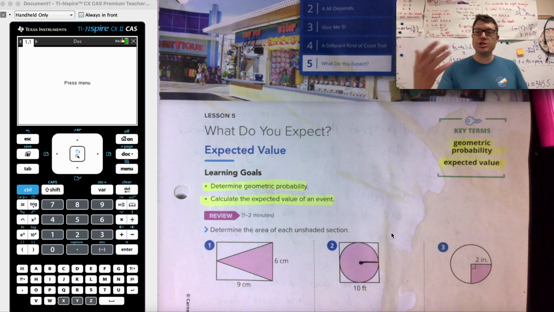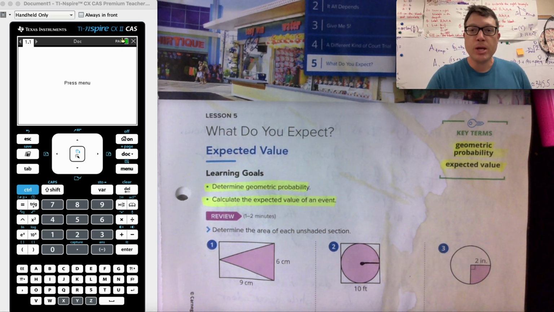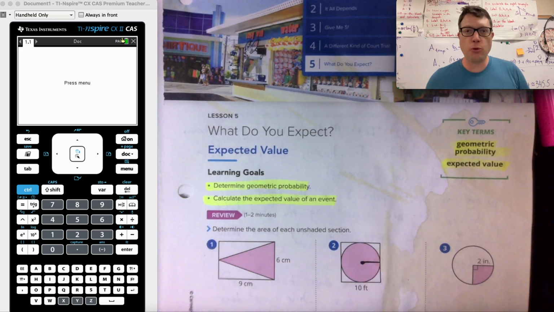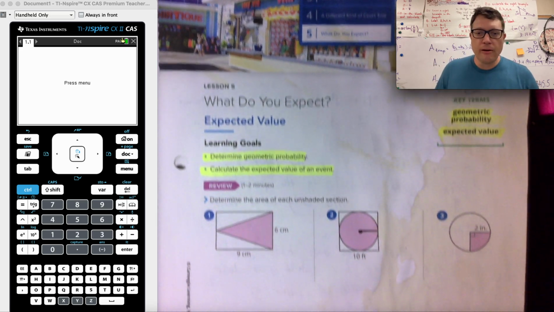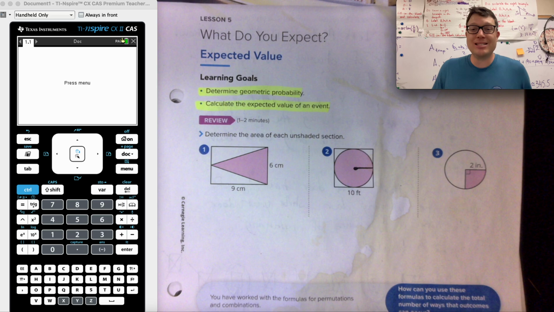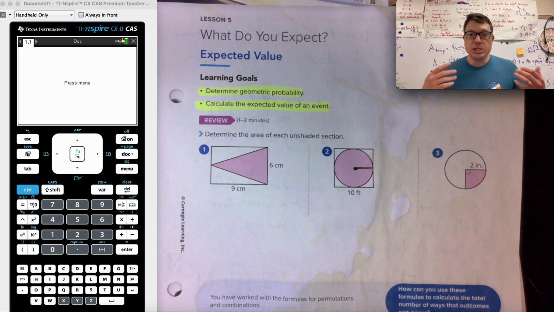Go ahead and highlight our key terms, geometric probability and expected value, and then highlight our learning goals for this slew of lessons. Determine geometric probability and calculate the expected value of an event. With those words in mind, let's do some spiral review. Determine the area of each unshaded section. Unshaded, okay. I'm flipping my brain around from when I thought about these questions in the beginning. Let's start with question 1.